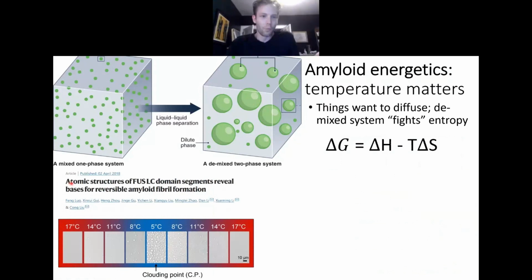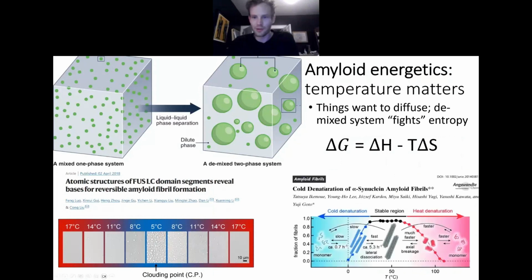So when I was studying FUS, it was remarkable because it formed amyloid fibers, but only when you cool it to like 4 or 5 degrees, where it undergoes phase separation and forms fibers at low temperature, but is soluble at higher temperatures. And this is kind of opposite to amyloid fibers of alpha-synuclein, which are found in Parkinson's disease, where they form stable fibers at normal physiological temperatures, but you can actually cold denature and melt these fibers at 4 degrees and below. So amyloid fibers are very much dependent on what kind of protein it is and how this equation gets satisfied.